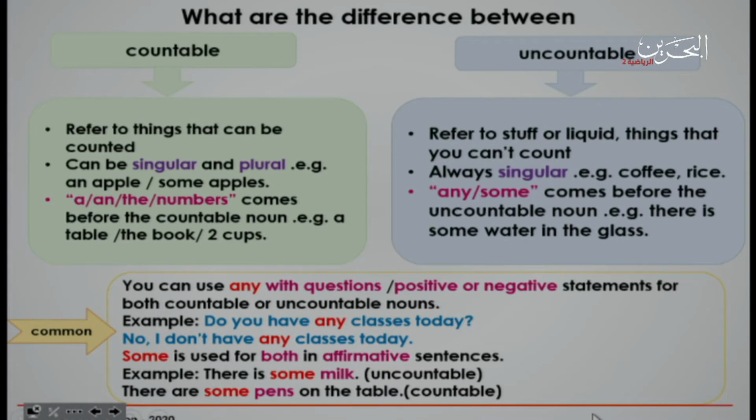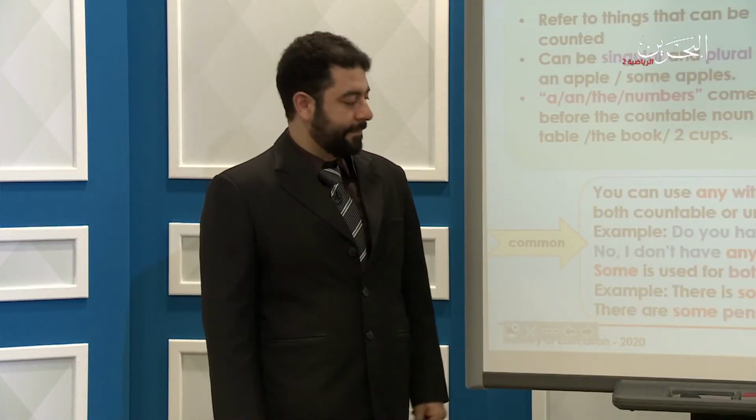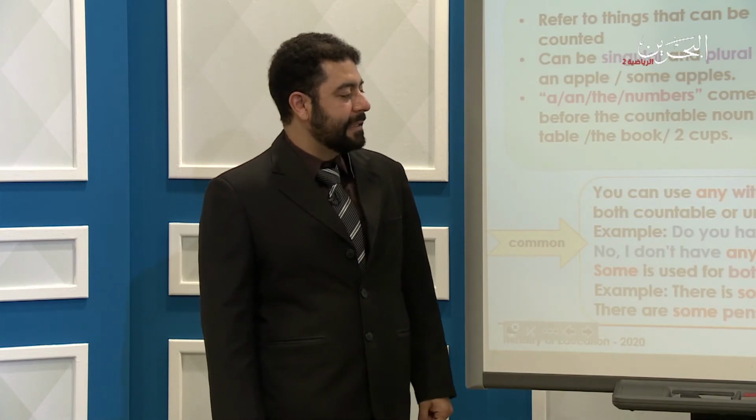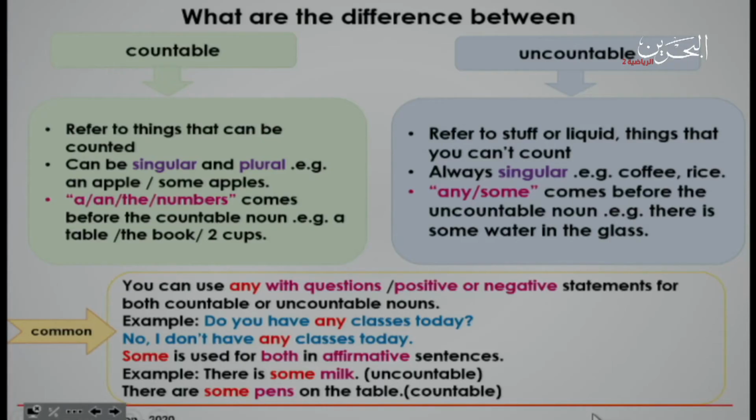You can use any with questions, positive or negative statements, for both countable and uncountable nouns. Example, do you have any classes today? No, I don't. I don't have any classes today. Some is used for both in affirmative sentences. Example, there is some milk, uncountable. There are some pens on the table, countable.